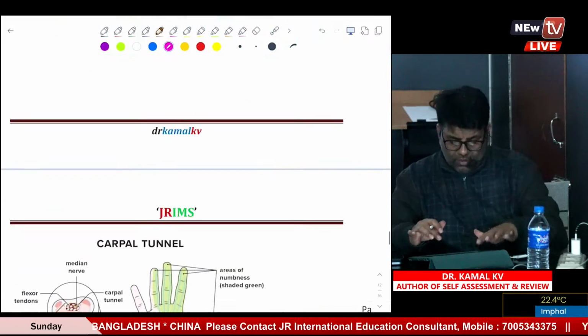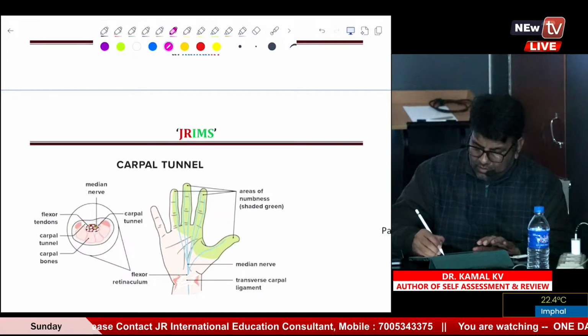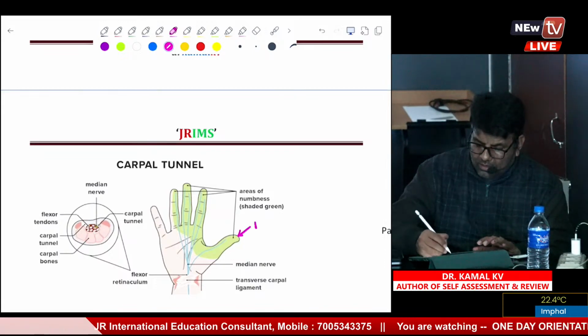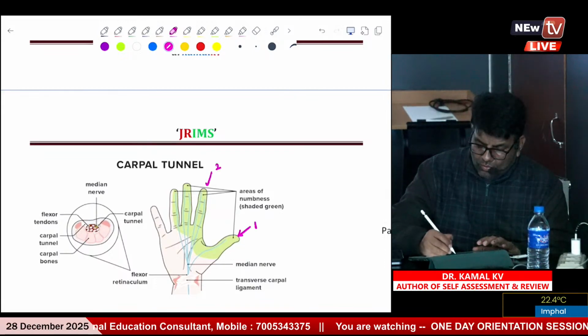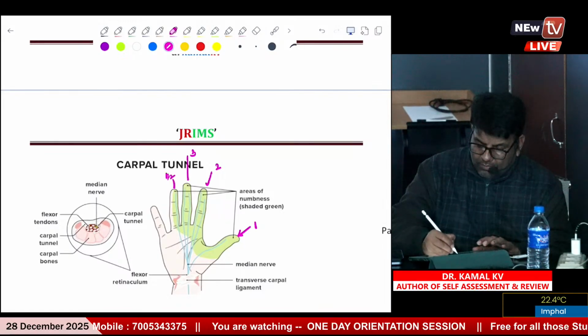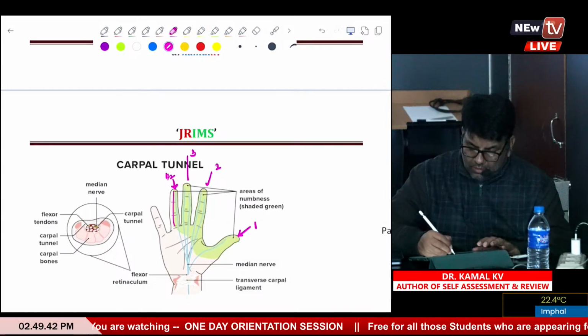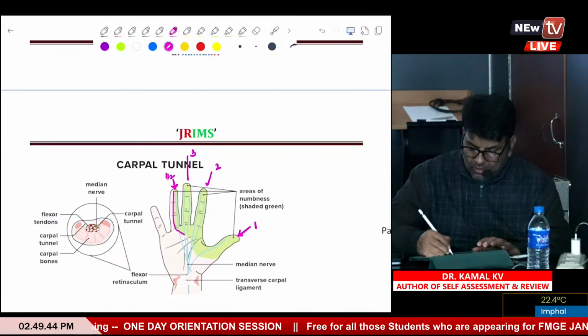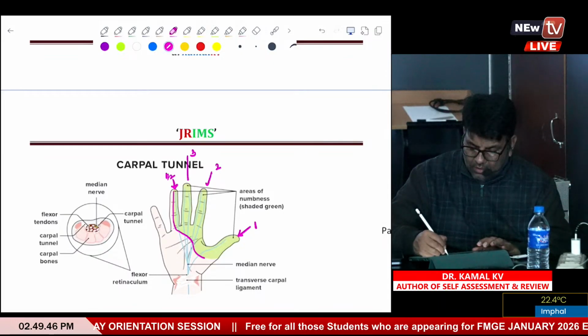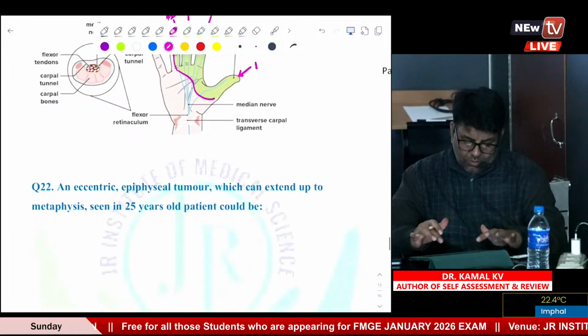Right? So very common question, and the only thing which you need to remember is 3.5. So 1, 2, 3.5. Okay? So this is the demarcation point. Fine? Chalo. Next question.